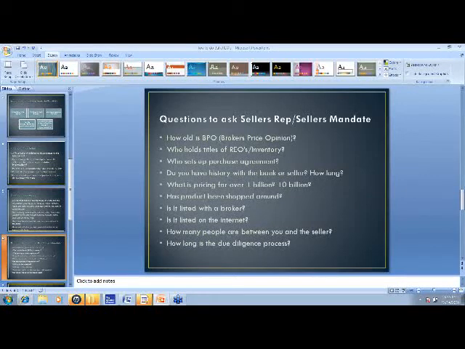Another question is, how many people are between you and the seller? You want to know that whoever you're dealing with, how far away are they from the actual seller? That's very important. And how long is the due diligence process? These sellers will have their protocol, which will include how long the buyer has for due diligence. So we want to know that.